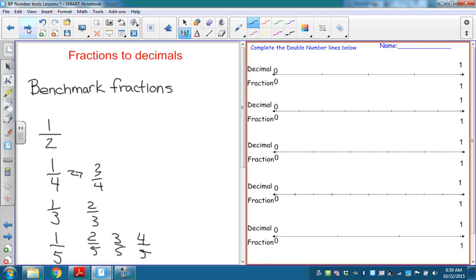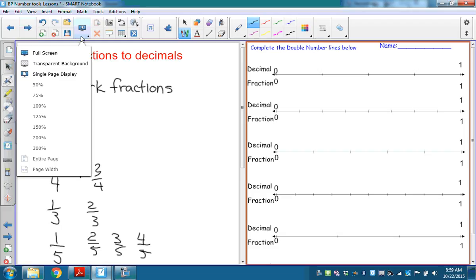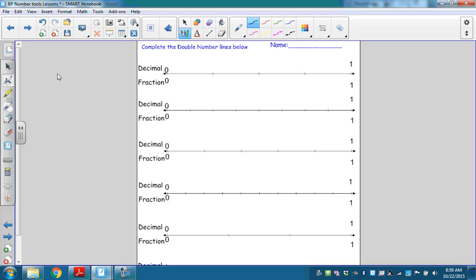So watch my thinking here. I've got this sheet, and you have it on the back of your yellow paper, and this is called a double number line, which means on the top you're going to put decimal answers, and on the bottom you're going to put fraction answers. For example, on fractions you're counting the jumps here. There are 4 jumps, so your denominator is fourths. So this is a fourth.